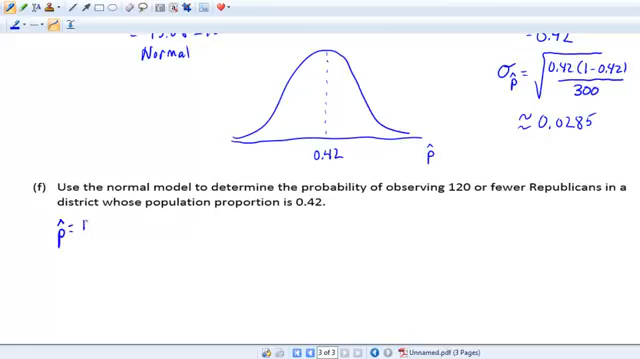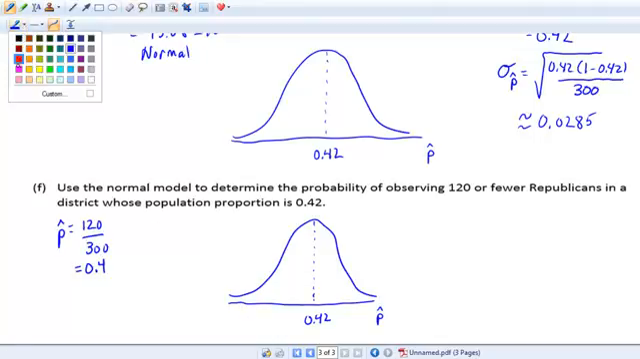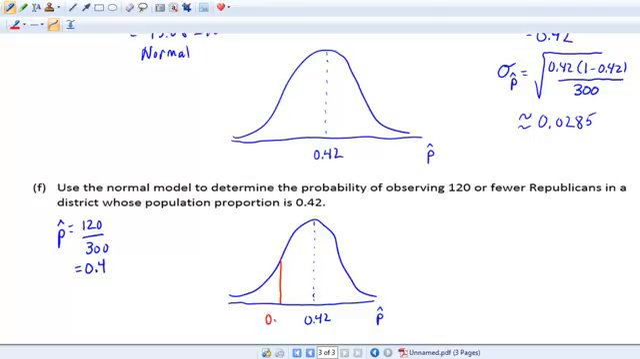120 is a p hat of what again? Is that the 0.4? Okay, so what we're doing here is we're basically saying there's your distribution of p hat. There's your normal model. There's a mean of 0.42. 0.4 is right around there. It's probably even closer than that.